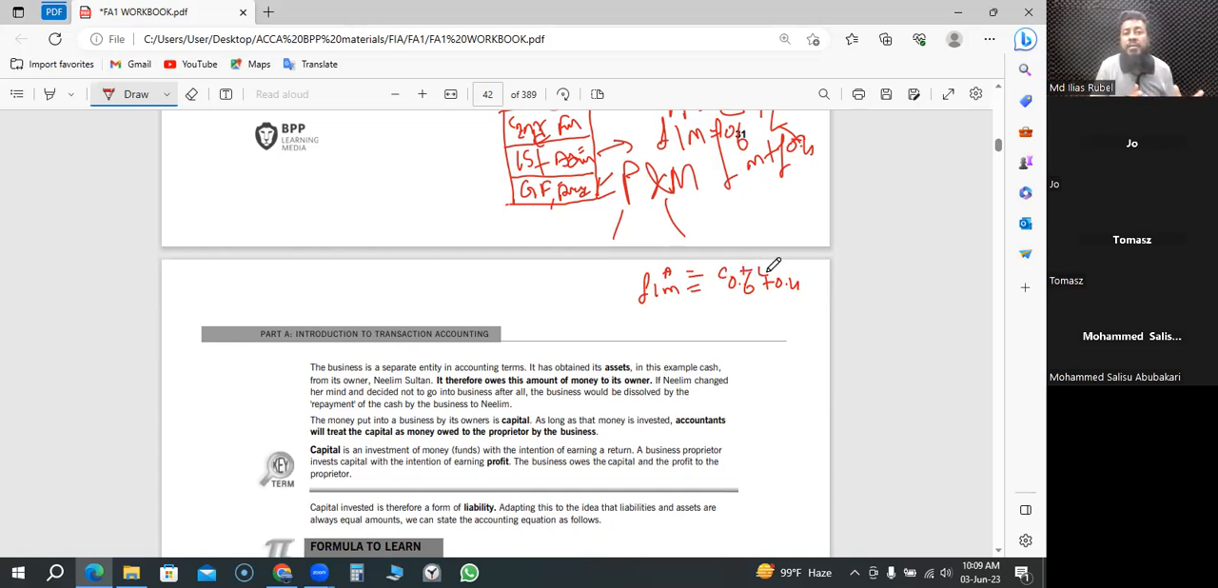Very often in different parts of the world, especially America and Canada, capital, they call it owner's equity. Okay, owner's equity.